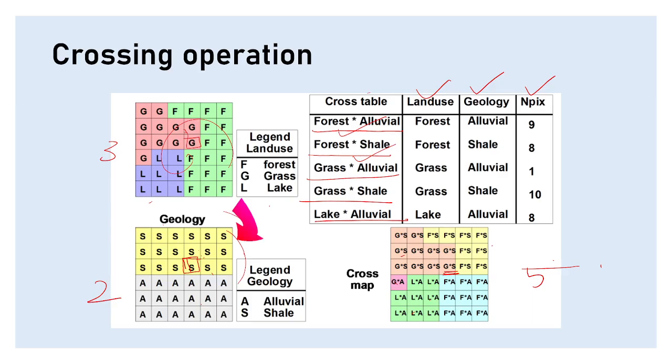This is easier when instead of using two different maps, you have a single map which has information about both, like the land use information is there, geology information is also there.